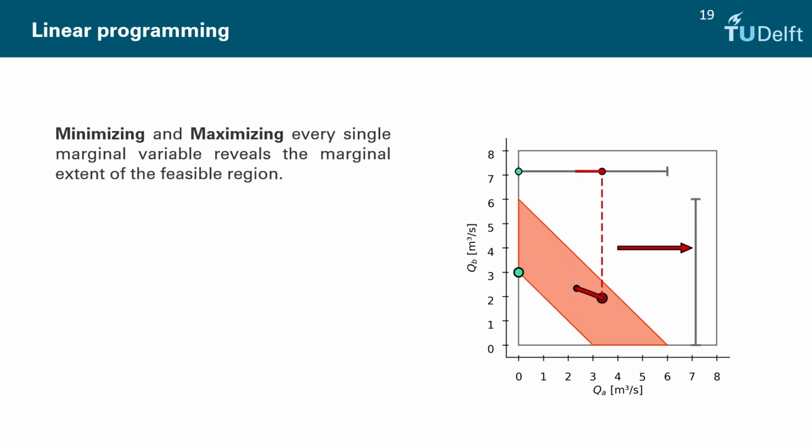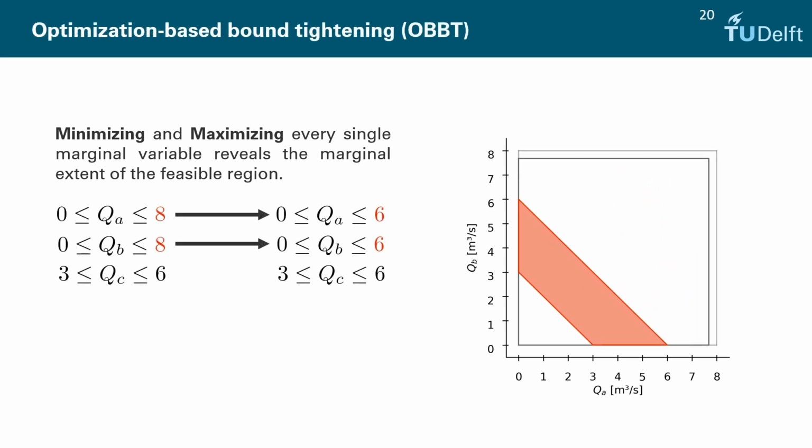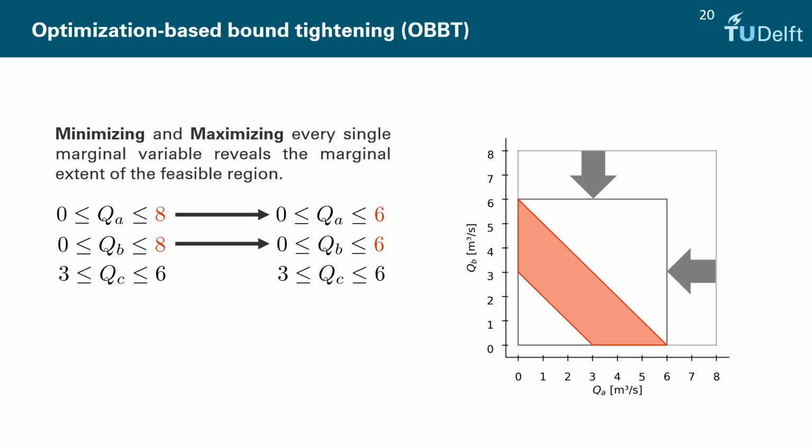Because if we can solve optimization problems efficiently, one of the things we could do is that we could simply try to minimize and maximize every single uncertain variable. And as we do so, we are basically tracing the extent of a feasible region. And this knowledge then allows us to go back to our initial bounds and, if possible, tighten them. In doing so, we're learning something about variable ranges that are impossible.